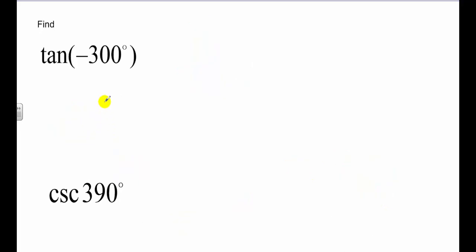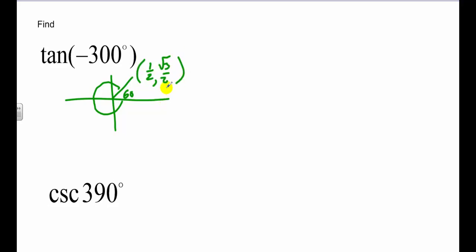Tangent of negative 300. Here's 300 degrees because I'm going in a clockwise rotation. That puts me 60 degrees away from this horizontal. I know my x and y values at 60 degrees. It's a half and root 3 over 2. I'm looking for a tangent value, which is my y over my x. So in this case, I have root 3 over 2 over a half, which gives me root 3.